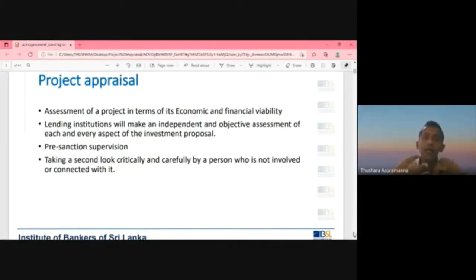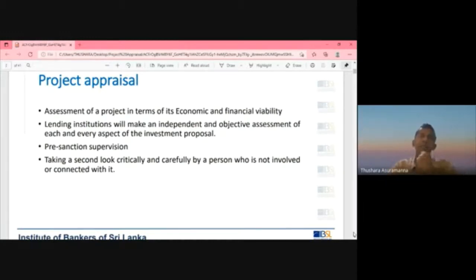When you say economic, it's a major and macro perspective of economics, but there are sub-classifications within that. It could be social, cultural, economical, or environmental. There are some other factors also to look into and see whether the project is okay to proceed.